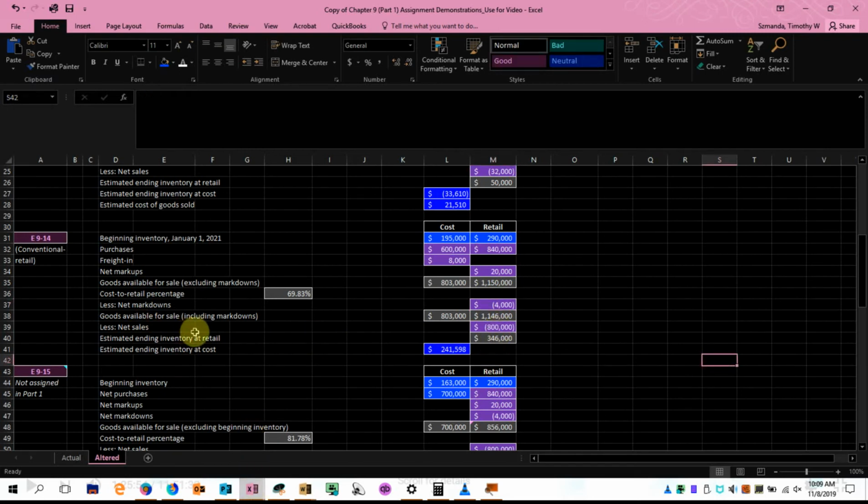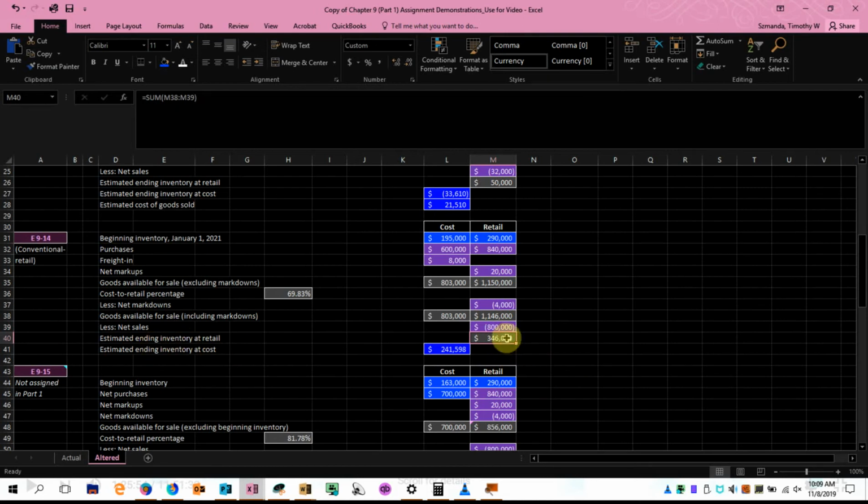We have goods available for sale. Now we're going to include the markdowns and then deduct your sales on the retail side. And then, of course, the 1.146 million less the 800,000 gives us 346,000 estimated ending inventory at retail.